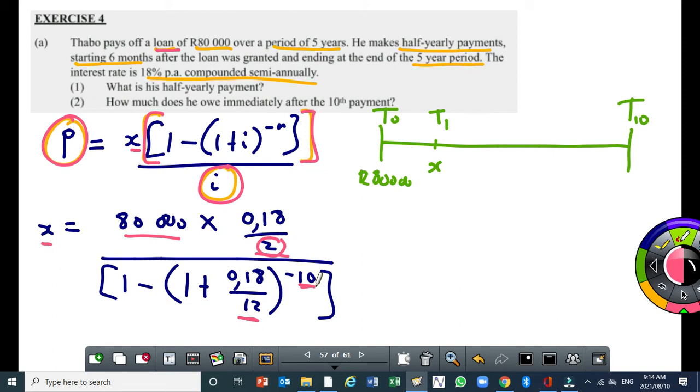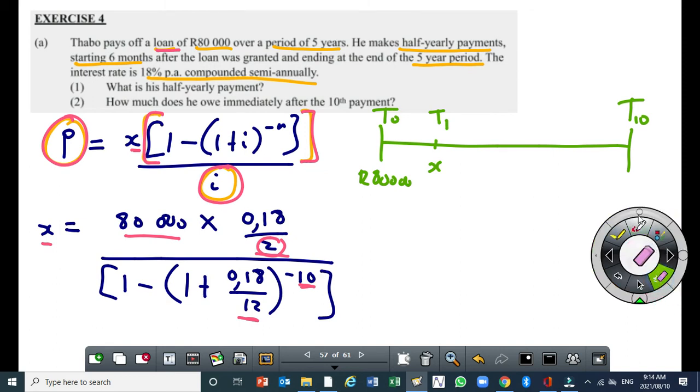Okay, that's a mistake. Sorry, let me correct that. I put the 12 there by mistake. Thank you. All right. Are we all clear here now? And then from here, you use your calculator. Can someone tell us what the answer will be?